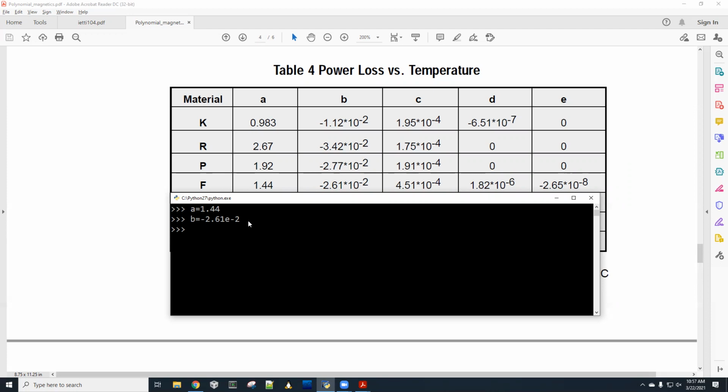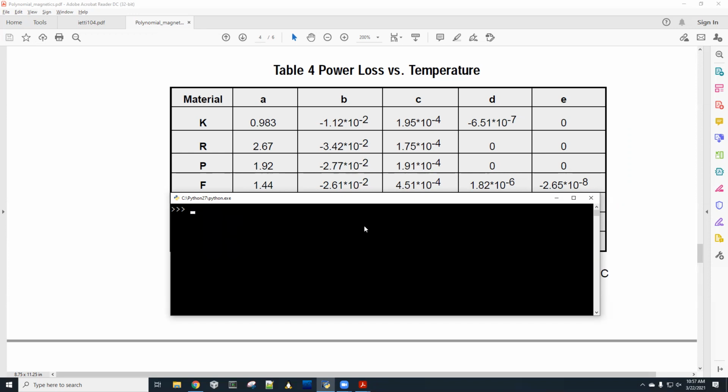power. By the way, most hand calculators also have an E or a double E button. Generally, it's a capital E to distinguish it from Euler's constant, and it does the same thing. But in computer programming, it accepts the lowercase e just as well. So for C, I'm going to enter this value right here, 4.51 times 10 to the minus fourth. So 4.51 e to the minus 4. My D coefficient is 1.82 times e to the minus 6. My E coefficient is negative 2.65 times 10 to the negative 8 power. So those are my coefficients.